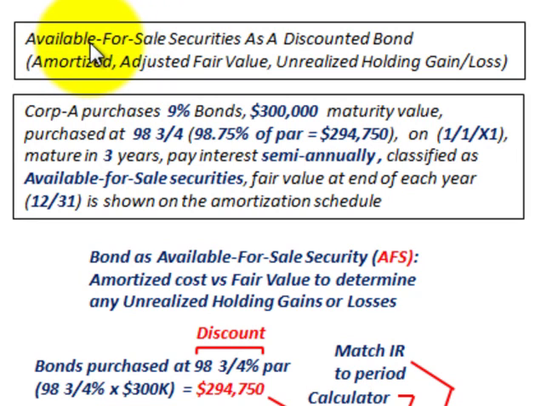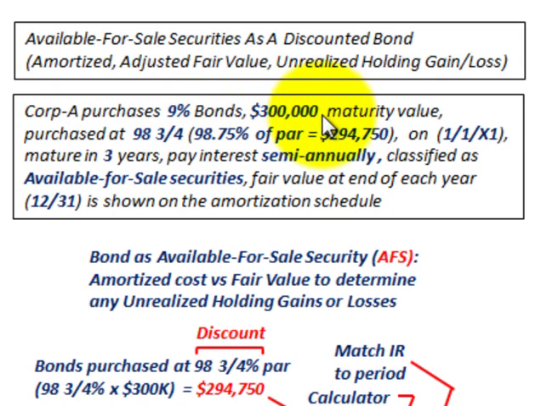What we're going to be going over here is available for sale securities as a discounted bond, and we're going to look at the amortized cost, the adjusted fair value, and any unrealized holding gains or losses on this available for sale security here.